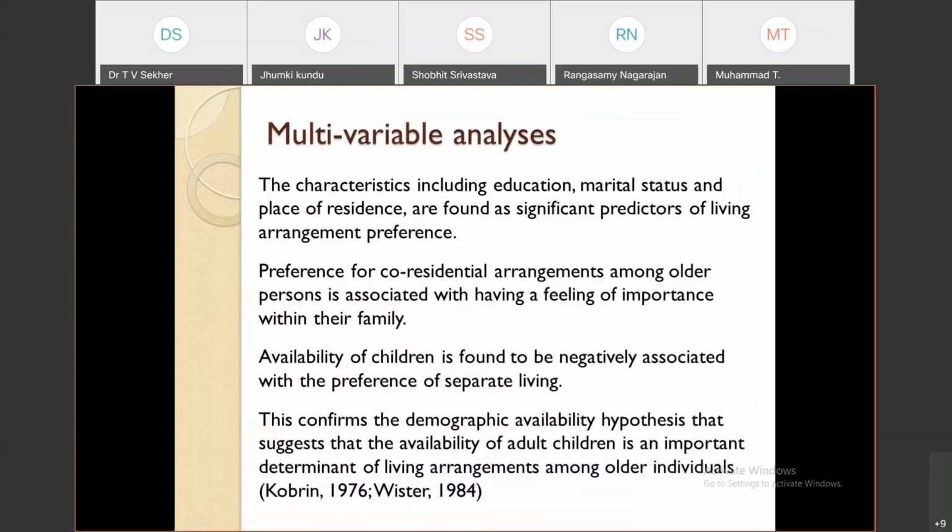So the characteristics including education, marital status, and place of residence are found as significant, as we've seen. The preference for co-residential arrangements also is associated with a feeling of importance within the family. Availability of children is found to be negatively associated. This confirms the demographic availability hypothesis, which we see in the literature, that suggests that the availability of adult children is an important determinant of living arrangement among older individuals.